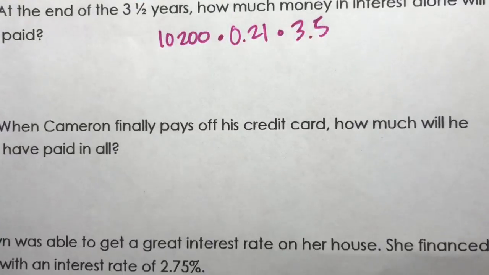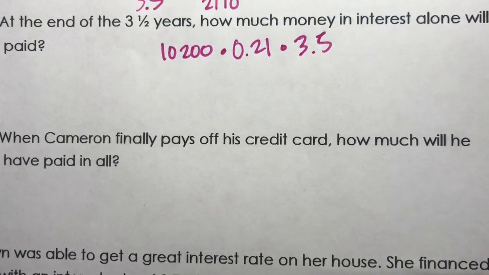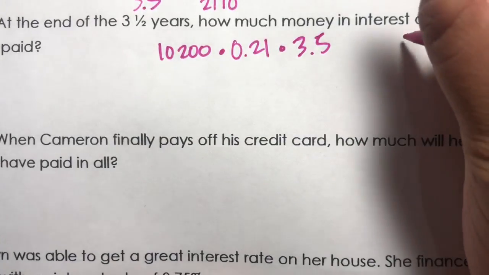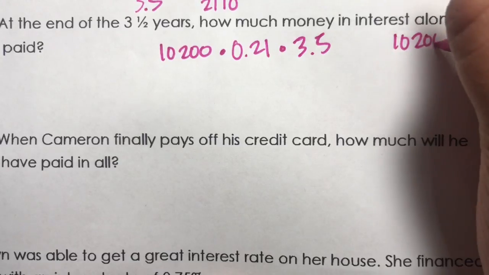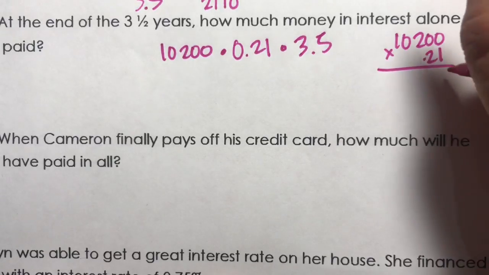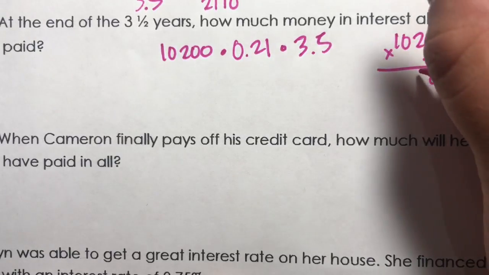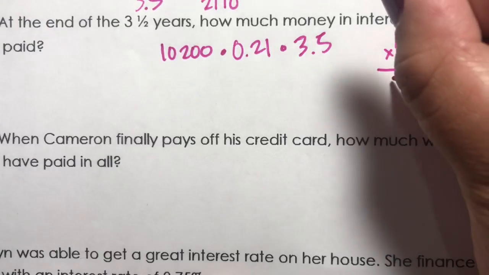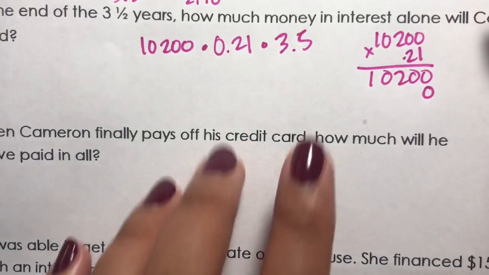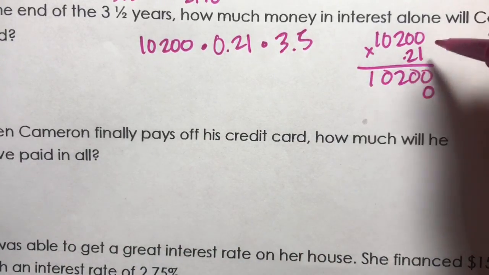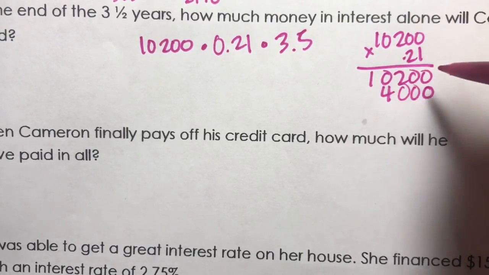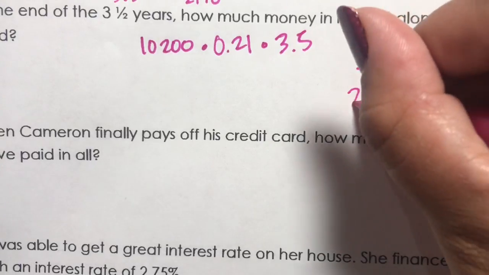So 3.5. Okay, so that's the formula we're going to be working with now. The first thing we need to do is multiply 10,200 times 0.21, or 21 hundredths. 0 times 1 is 0, 0 times 1 is 0, 2 times 1 is 2, 0 times 1 is 0, 1 times 1 is 1. Then we have to put our 0 as our placeholder, because we're moving on to the second part. 0 times 2 is 0, 0 times 2 is 0, 2 times 2 is 4, 0 times 2 is 0, and 2 times 1 is 2.